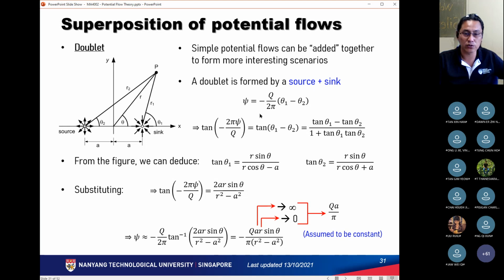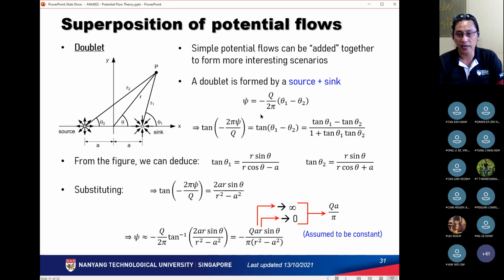So the key now is to combine them. That means instead of expressing them as R1 and theta 1, we want to manipulate the expression so that we get the stream function and the velocity potential function in terms of R and theta, not R1, R2 and theta 1, theta 2. Just R and theta. Now how do we do that? I'm not going to go through it in detail, but I think you should roughly know how we did it. So we start off from this.